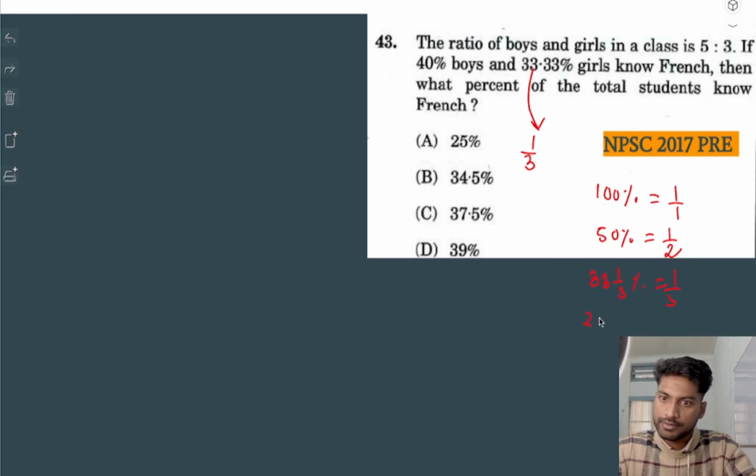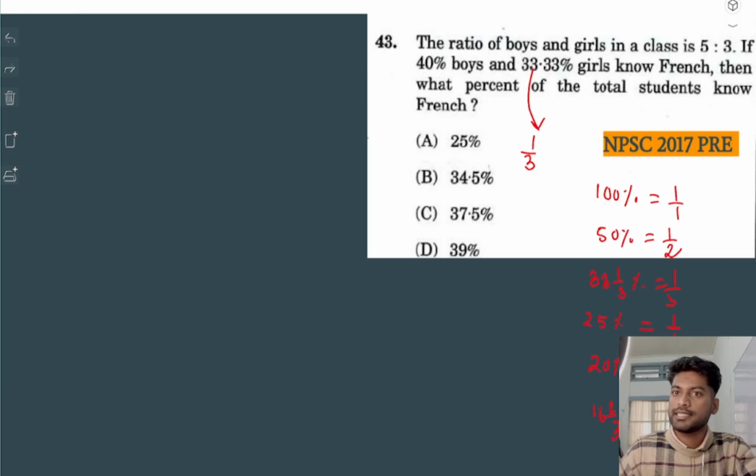Then if I say 25%, it equals 1 by 4. 20% equals 1 by 5. 16.66% means 1 by 6. So you should know all the percentage to fraction conversions because that will help you in the questions. Now come to the question.